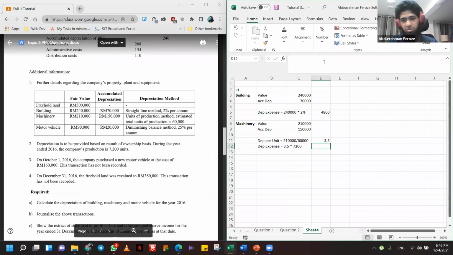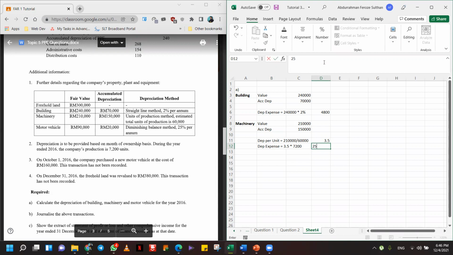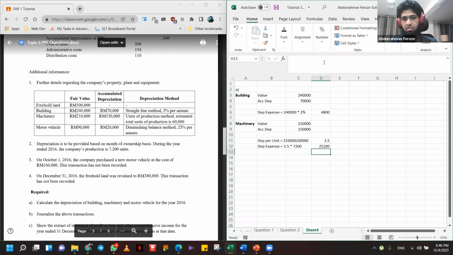So that's it. Now, what would the depreciation expense be? 25,200. That's it. So that is the depreciation expense for the machinery for 2016. It's very straightforward. And then next you have the motor vehicle.